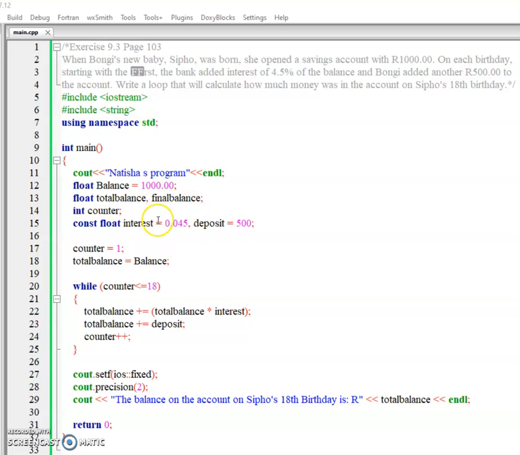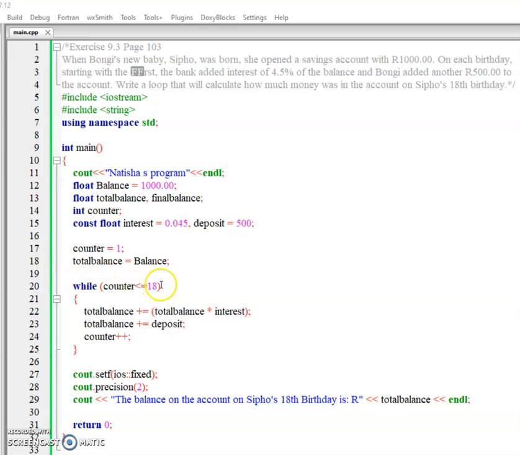This is the amount of interest. It's 4.5%. I assume they've taken that and divided it by 100 and got 0.045. Your deposit is what you put in every month, 500 rands. So we start off by assigning counter to 1. Total balance is equal to your balance. Now we need this because inside the loop we're going to increment the value for Sipo, who is basically getting more and more money.